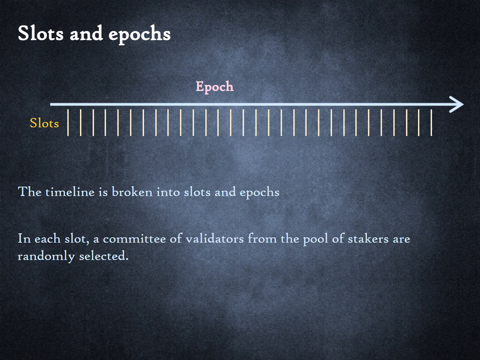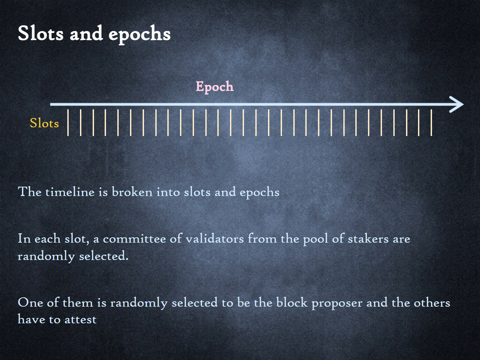In each slot, a committee of validators from the pool of stakers are randomly selected. One of them is randomly selected to be the block proposer and the others have to attest. At the time Ethereum migrated to proof of stake in 2022, the number of members in a slot-level committee was 128, consisting of 1 proposer and 127 attestors.